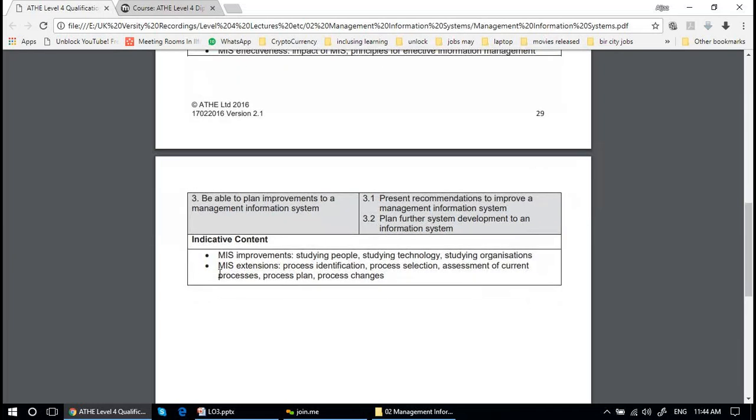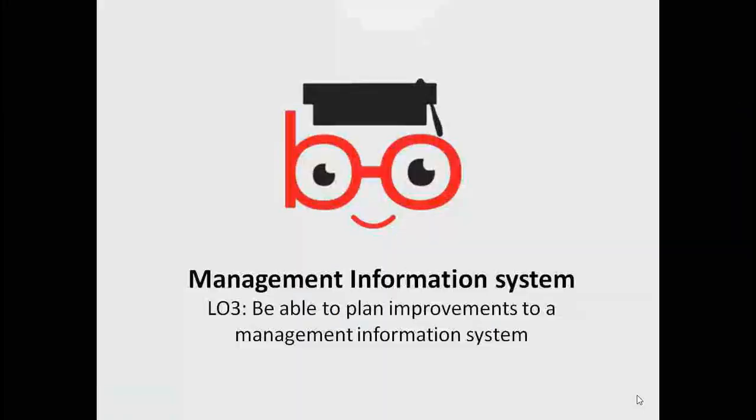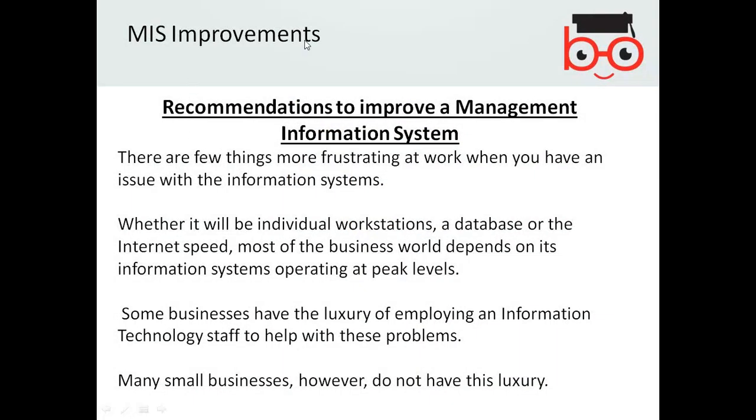The indicative content contains MIS improvements and MIS extensions. So we'll be discussing studying people, studying technology, studying organizations, process identification, process selection, assessment of current processes, process plan, and process changes. So let us start with being able to plan improvements to a management information system. Okay, improvements: recommendations to improve a management information system.